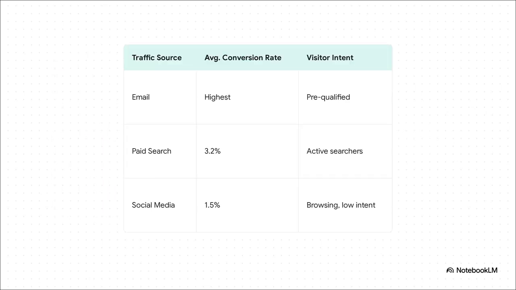And it's not just about industry. You have to think about where your traffic is coming from. Someone who clicks a link in your email newsletter already knows you, they already trust you, they're basically pre-qualified. But a visitor who clicks on a social media ad while scrolling, they're just browsing. Their intent is low, and you're going to have to do a lot more work to convince them. Your page has to speak to their specific mindset.